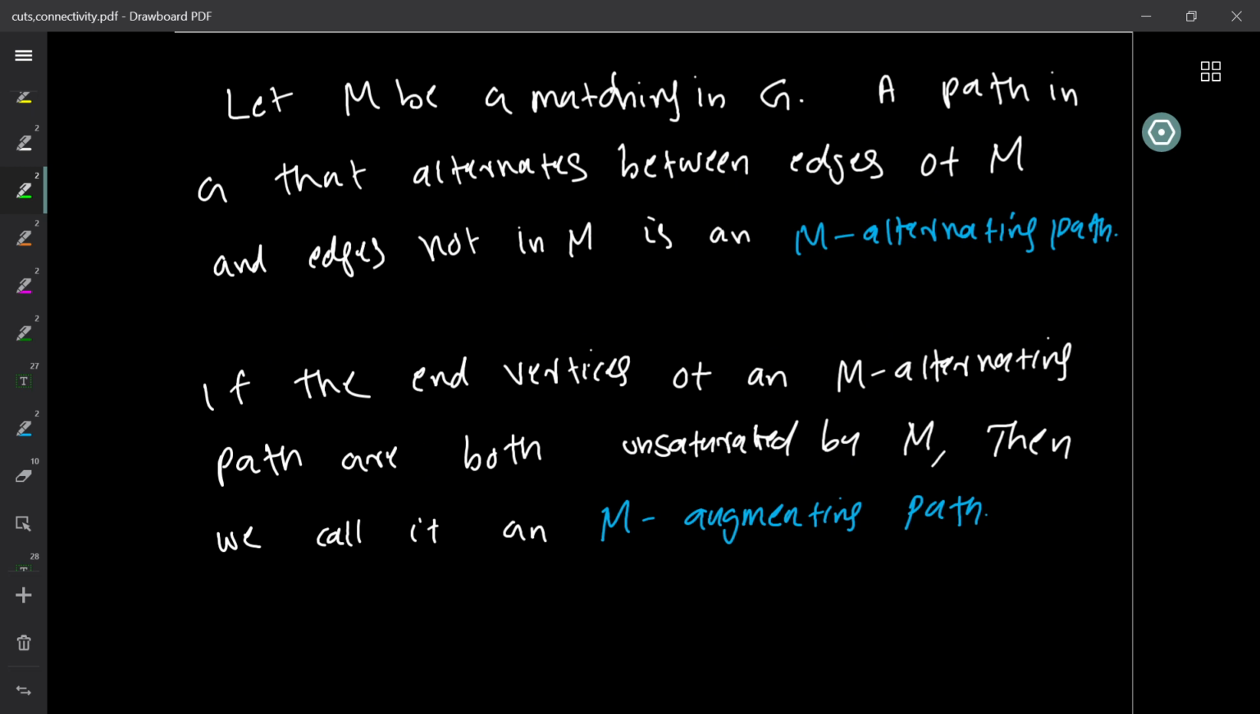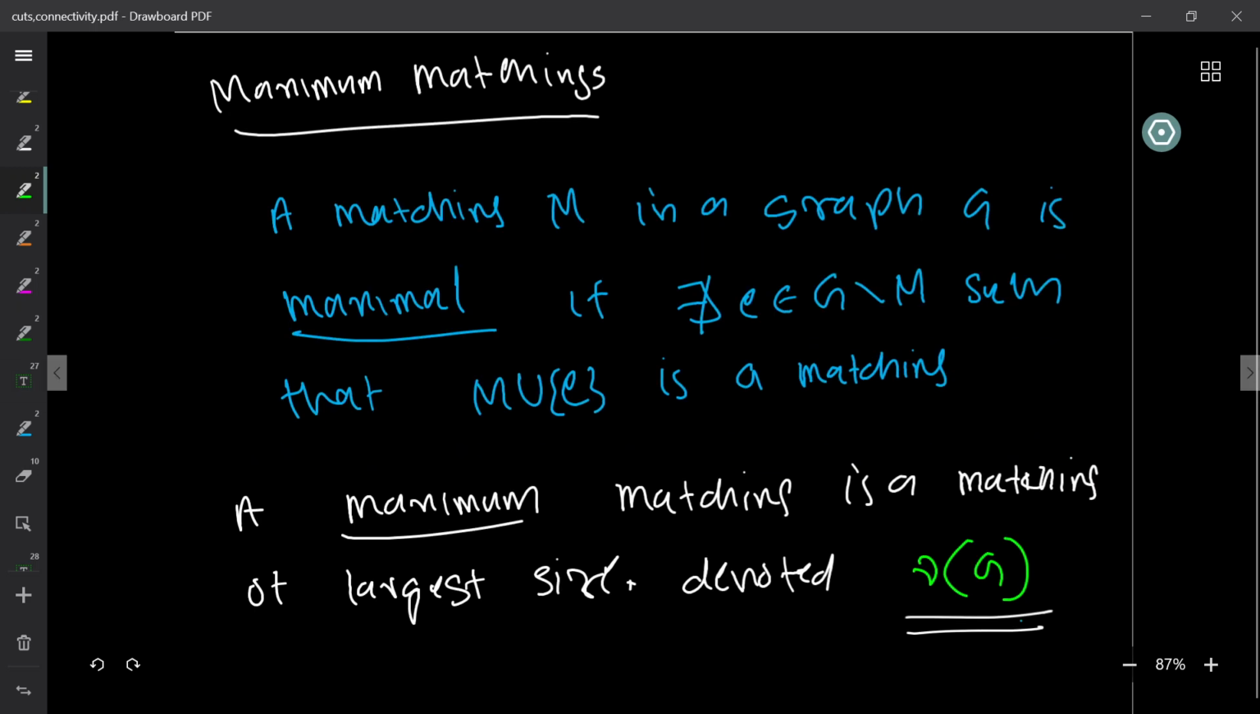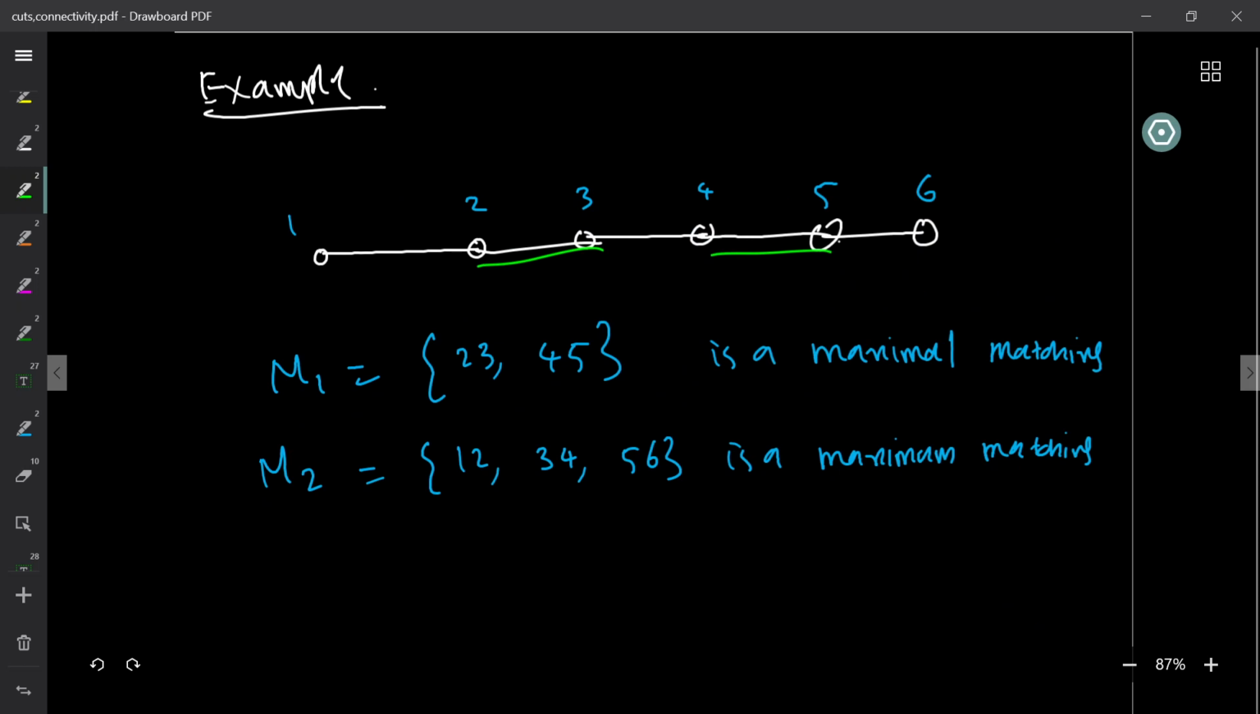On the other hand, 1, 2, 3, 4, and 5, 6 is a maximum matching. Now, suppose you are given a matching M in a graph, and suppose I look at the vertices and the other edges, and I define a path. This path alternates between the edges of M and the edges not in M. Let me look at this. I have this graph, and I have this matching, so these are our matching edges, let's say M1.